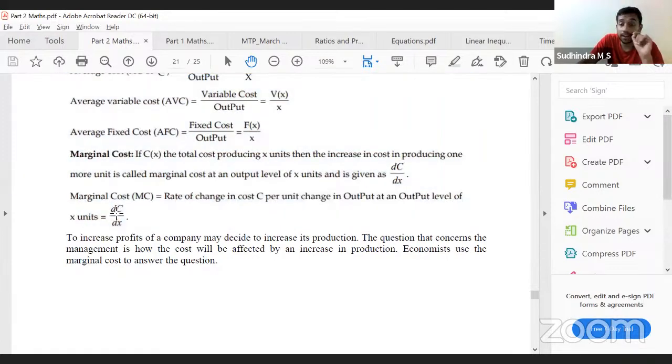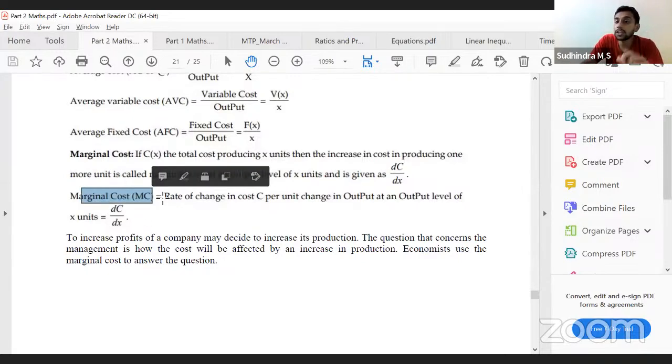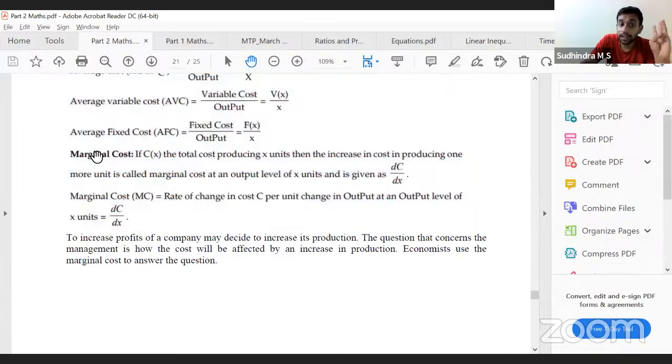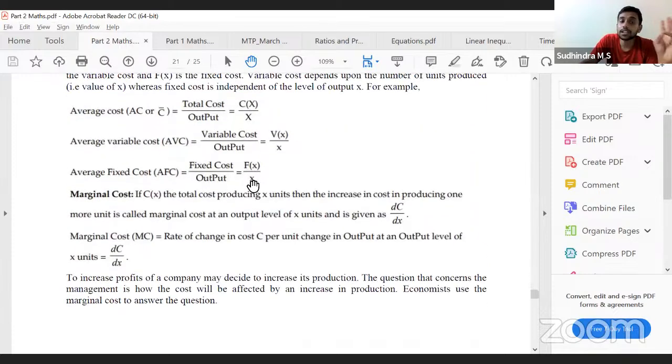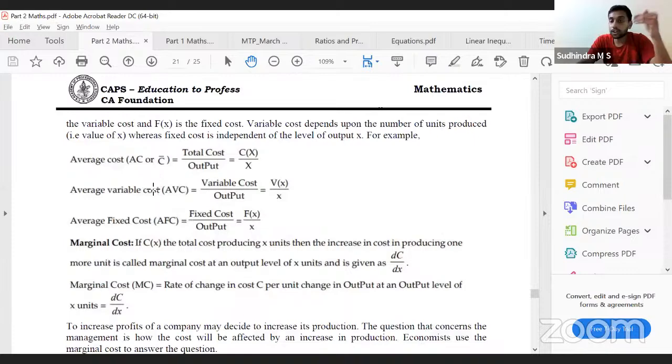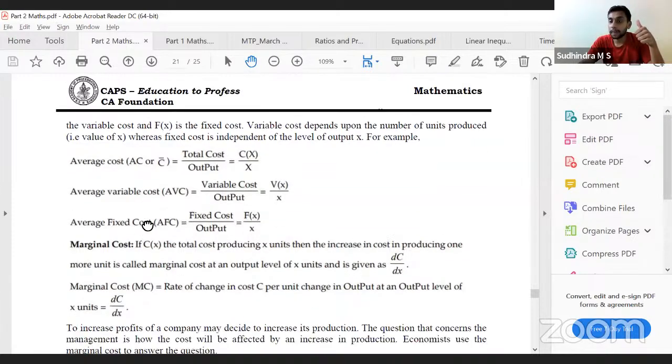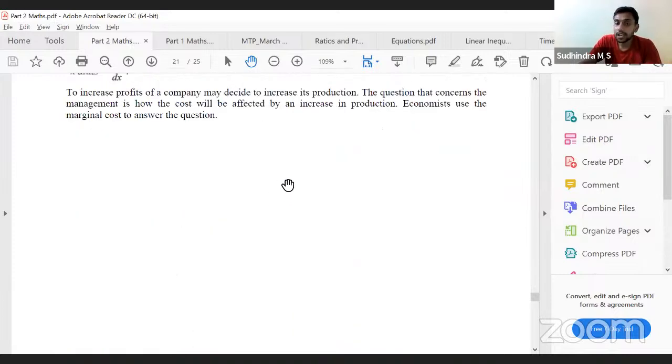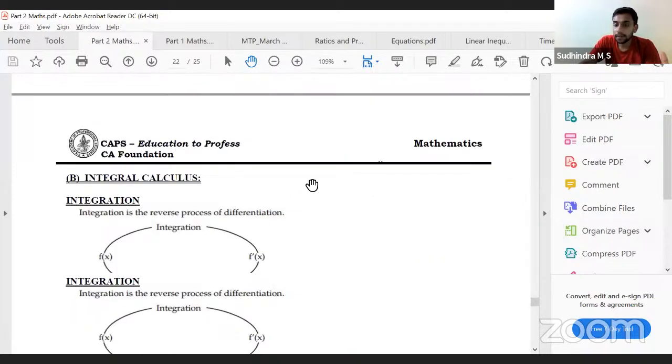So why we can apply derivative is because derivative helps us in identifying the change in the value of X for every change in Y. Correct? dx by dy, derivatives. So the change in the total cost for every change in the unit is marginal cost. They can ask this kind of question: which cost can be calculated using the concept of derivatives? They can give you average cost, fixed cost, total cost, variable cost, marginal cost. So we have to select marginal cost. Fairly understood?